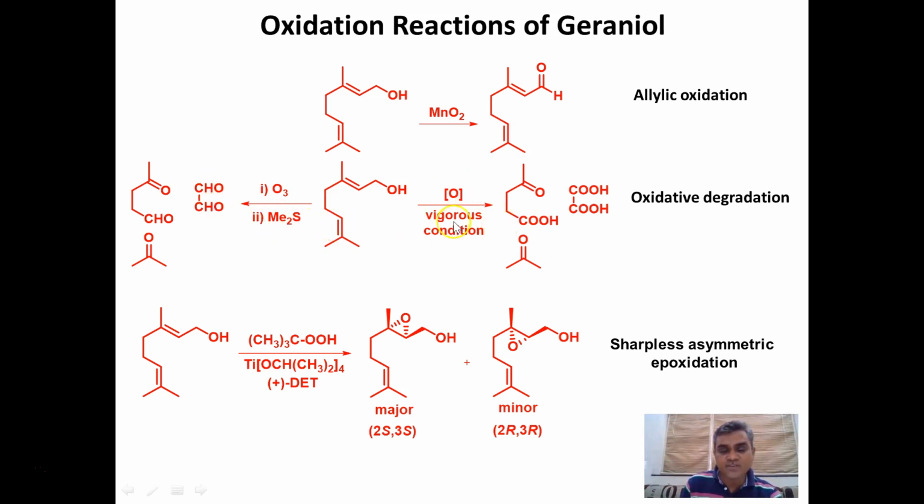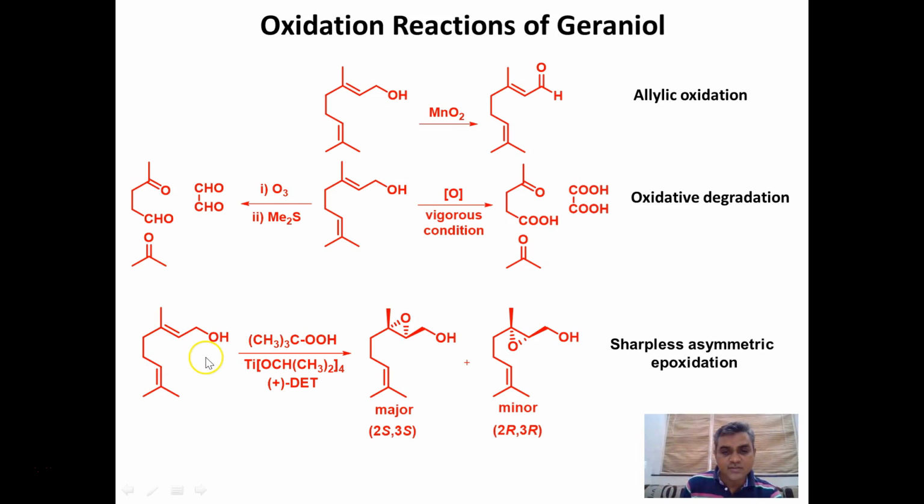But if you do the same thing with KMnO4, then oxalic acid is one of the products formed. Because of this isopropylidene group, we get acetone in both cases. Here levulinic acid is formed. Here is levulinaldehyde. Another reaction is the Sharpless asymmetric epoxidation of allylic alcohol.